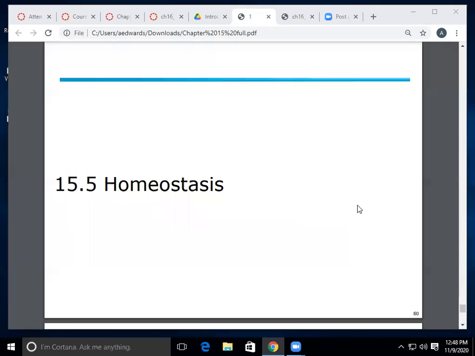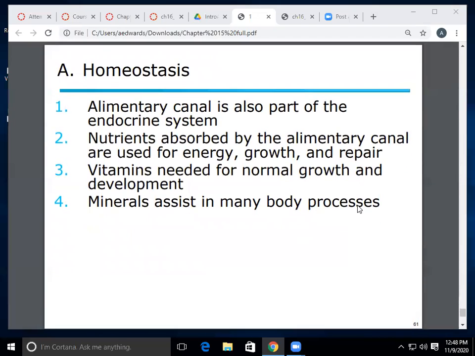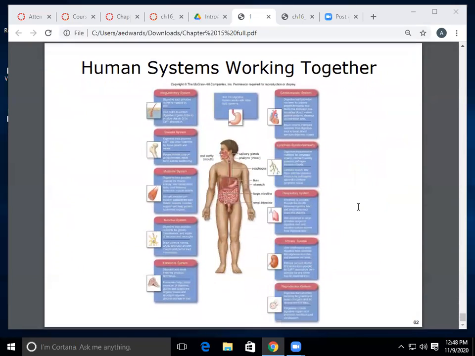All right, let's talk more about homeostasis with the digestive system. Okay, so for homeostasis, your alimentary canal is also considered part of your endocrine system. Okay, and so we're involving the digestive and the endocrine system. The nutrients will get absorbed by your alimentary canal. You use those for repair, for growth, for energy. All right, you need vitamins so you can grow and develop. You also need minerals to help you with different body processes. Okay. All right, and this is just kind of an illustration of different organ systems working together.